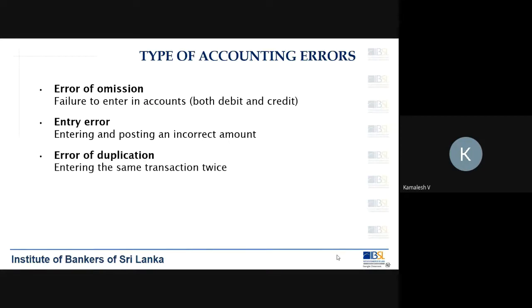Error of duplication. I have already explained it. What is that? Entering the same transaction twice. It doesn't mean that error of duplication is only entering the transaction twice; you can enter it any number of times. Still that is going to be an error. All these happen at the time of making the prime entry. It could be from the prime entry books to the main ledger, or directly to the cash book, anywhere, but it is from the prime entry.